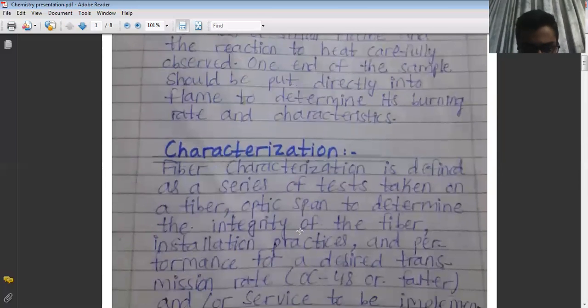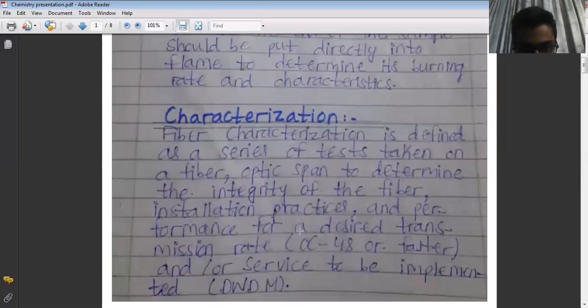Then comes the characterization, which is important in this topic. Fiber characterization is defined as a series of tests taken on a fiber optic span to determine the integrity of the fiber, installation practices, and the performance for a desired transmission rate, which is given up to as large as 48 or services to be implemented, TWDM.